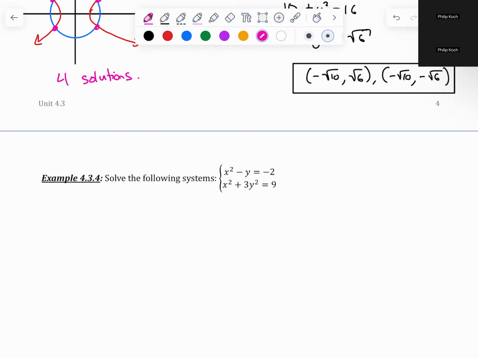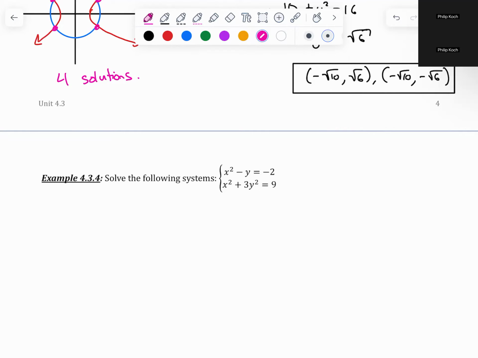How do you know that? How do I know that? Practice. Because I've done enough of them so that I know what is going to be easier for me to do. And the fact of the matter is, there is no x to the first power. Both equations only have an x squared. So I can remove that and then all the x variables go away.